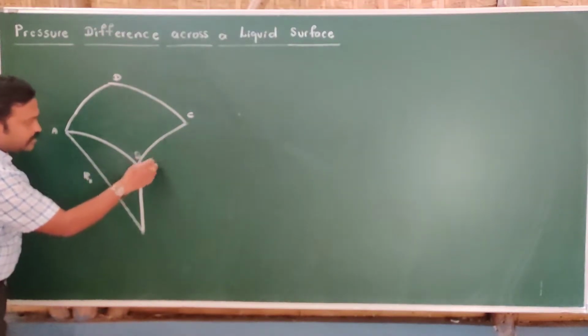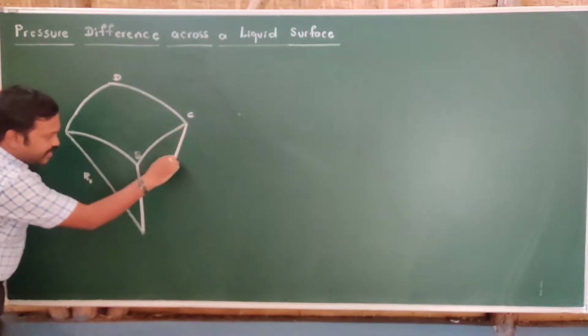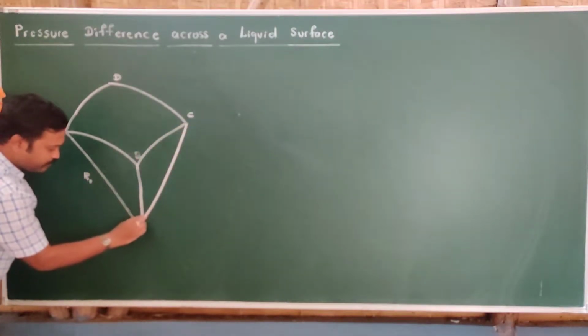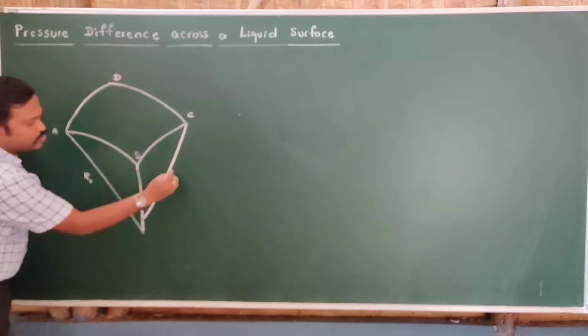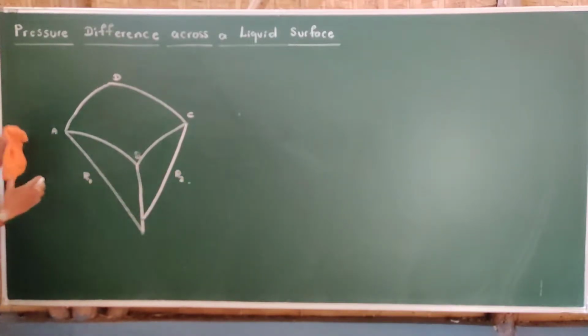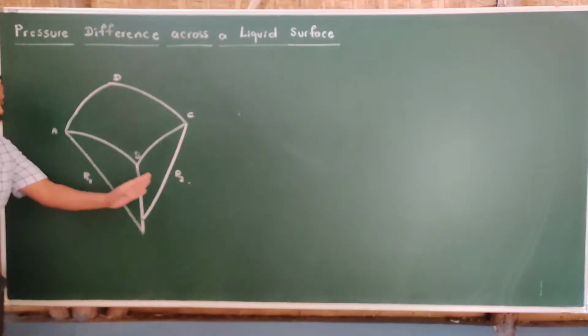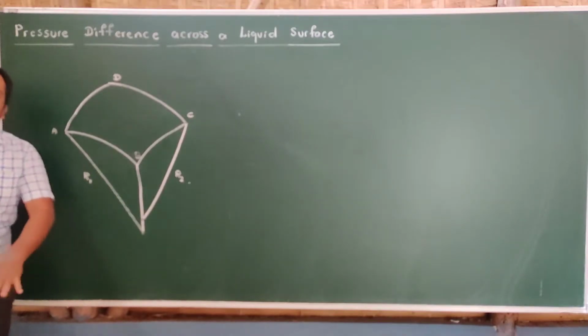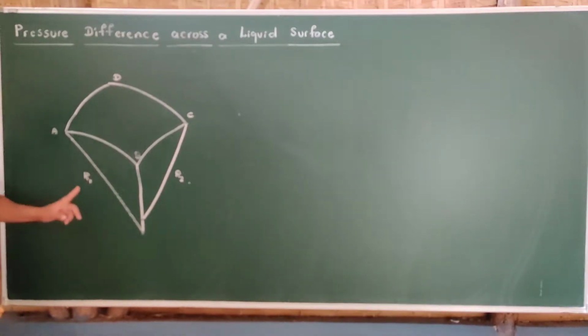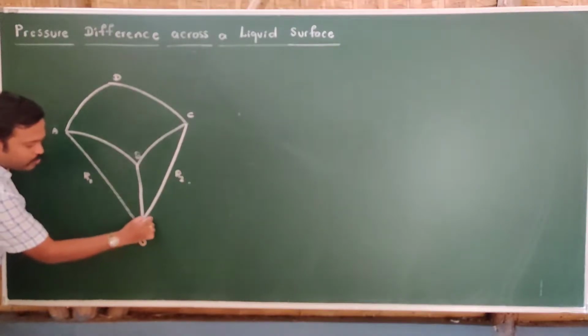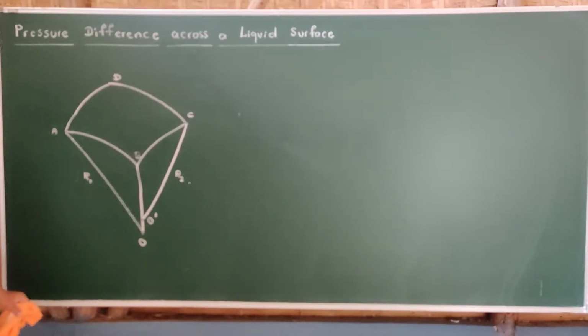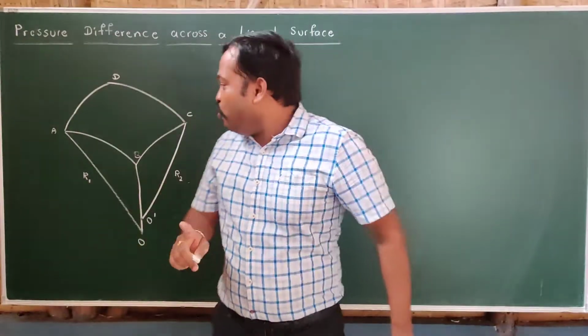If I am taking BC, the radius of curvature of this curve might not be in the same position, so let me take it as R2. If both are spherical, we can take R1 equal to R2. Until then, let me go in general, so R1 is greater than R2. Let me take this as point O, and this as point O dash.